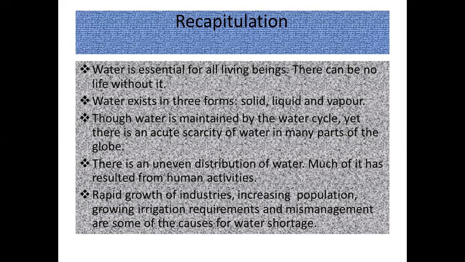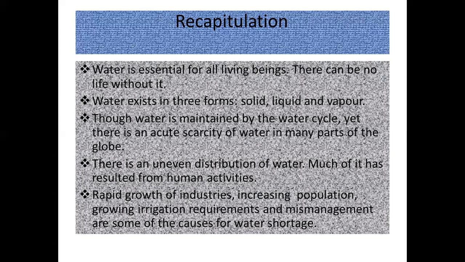Now come to recapitulation. Water is essential for all living beings. There can be no life without water. Water exists in three forms: solid, liquid and vapor. Though water is maintained by the water cycle, yet there is an acute scarcity of water in many parts of the globe. There is an uneven distribution of water on the earth's surface. That is why some places have heavy rainfall and some places have desert area. Much of it has resulted from human activities.